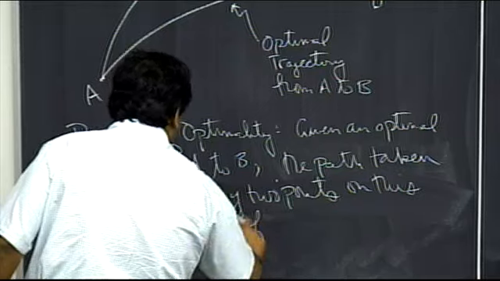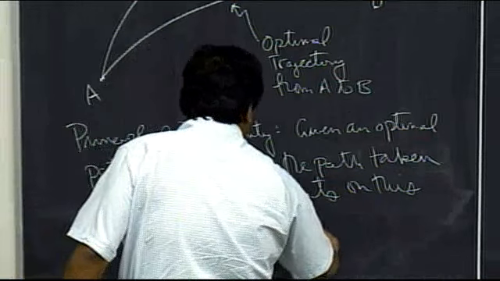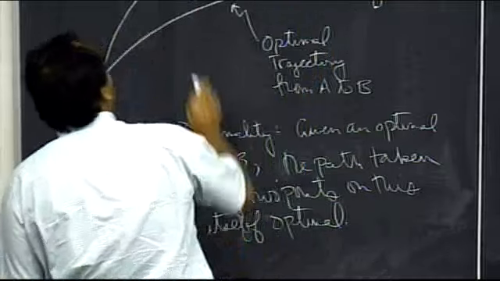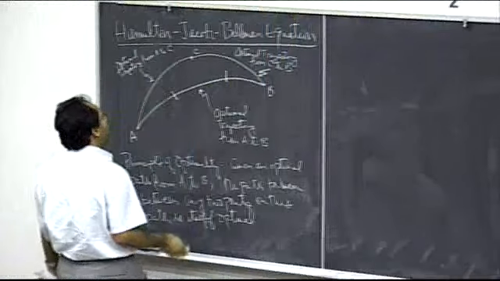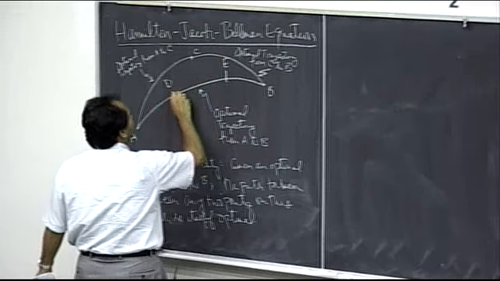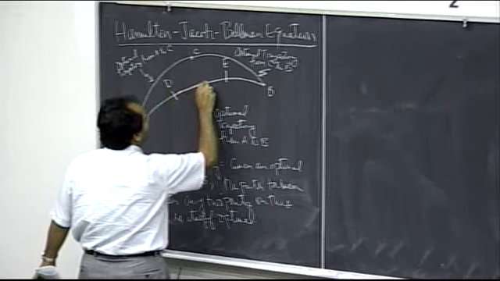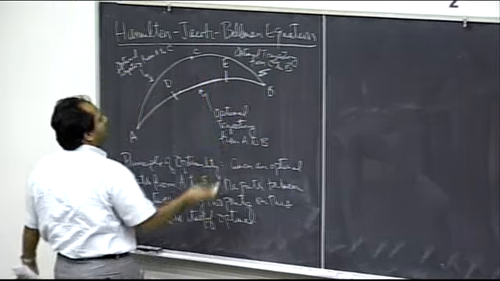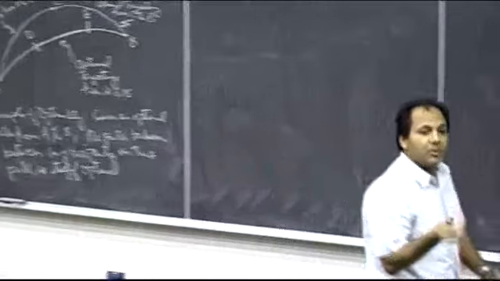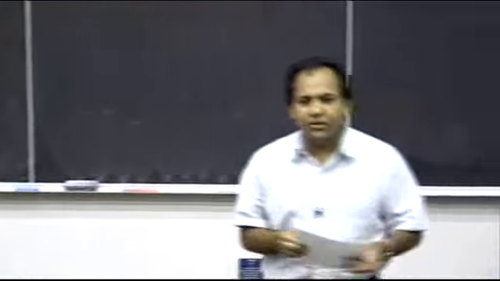optimal. So what it says is that if A to B is optimal, and I take a segment of A to B, and I call this point D, and I call this point E, the path from D to E, which is a subarc of the path from A to B, is itself optimal. All right? That's what it says. That's the principle of optimality. Now, before we get into this, because there are two aspects to this.